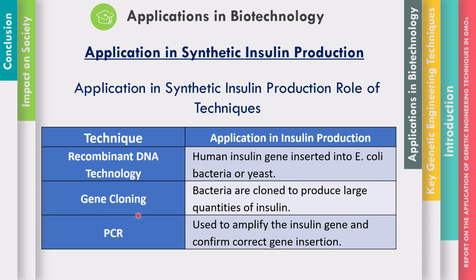Gene cloning. Bacteria are cloned to produce large quantities of insulin. And PCR, polymerase chain reaction, is used to amplify the insulin gene and confirm correct gene insertion.